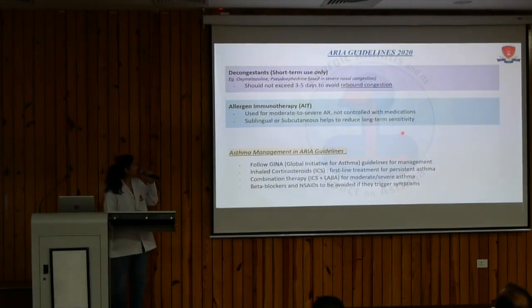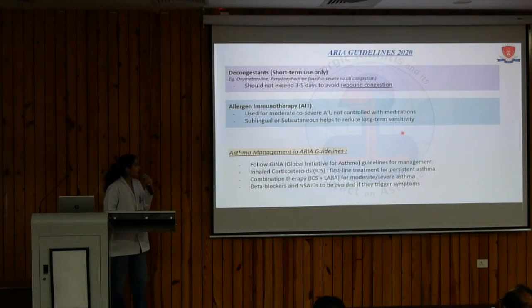The next category are decongestants, which are used for short term only. Their use must not exceed 3 to 5 days in order to avoid rebound congestion. These examples are oxymetazoline, pseudoephedrine, and are used in severe nasal congestion. The allergen immunotherapy, also known as AIT, is used for moderate to severe allergic rhinitis, which is not controlled by medication. Sublingual or subcutaneous routes help to reduce long-term sensitivity.